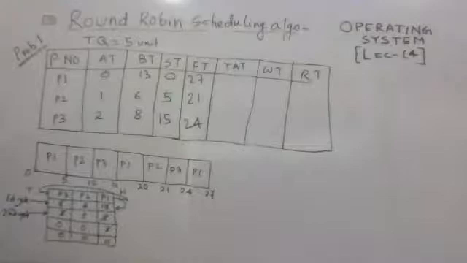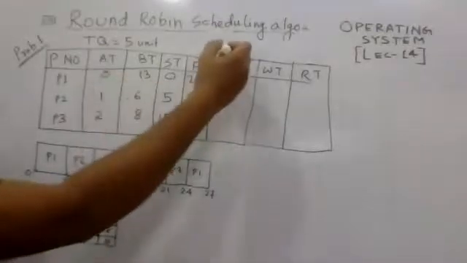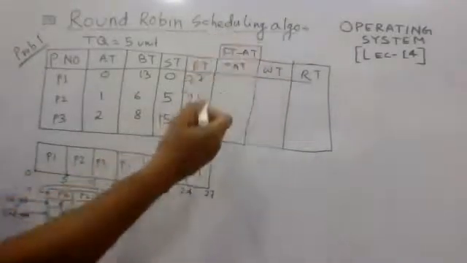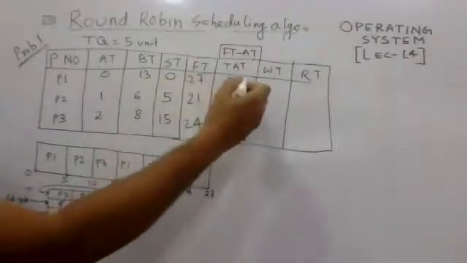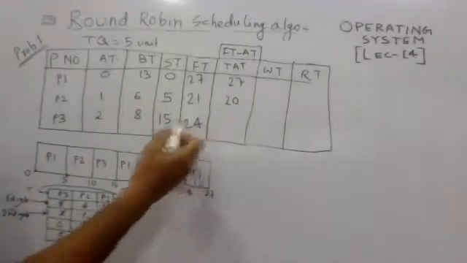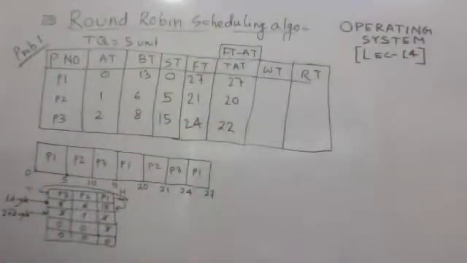Okay, now turnaround time. We know the formula: finished time minus arrival time. So 27 minus 0, that is 27. 21 minus 1, that is 20. 24 minus 2, that is 22. So this is the turnaround time.